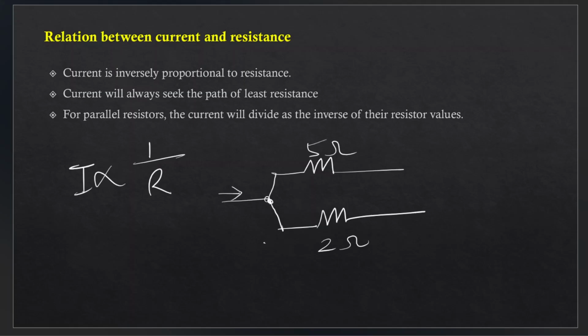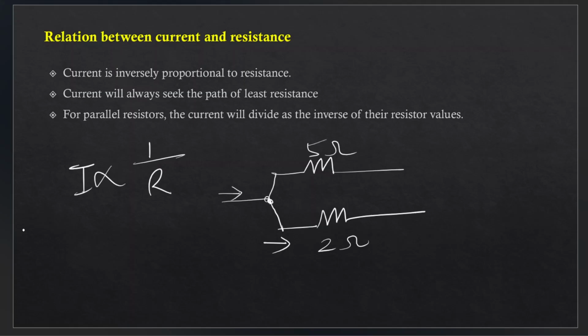Most of the current will go through the 2 ohm resistance because this is the path of least resistance, and a little amount of current will go through 5 ohm, but the major part of the current will go through the 2 ohm resistance. This is current's nature. It always seeks the path of least resistance. Current is kind of lazy, so it goes through the path that needs the least effort. And for parallel resistors, the current will divide as the inverse of their resistor values.